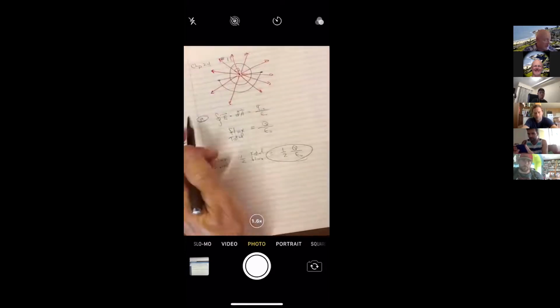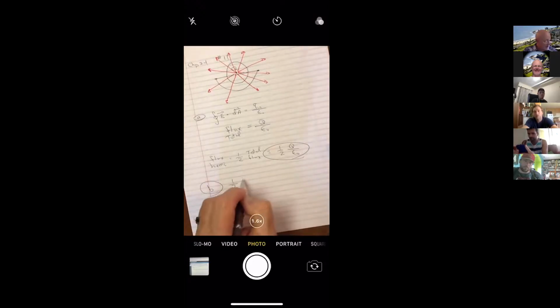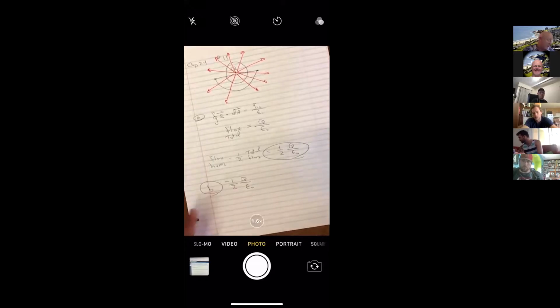So if we just said in A that this is the flux coming out of the rounded part, then the flux going in must be the same number. Of course, we call it negative, so if we want to say it's a negative value, fine. And so there's the answer to B. What's the flux going in?